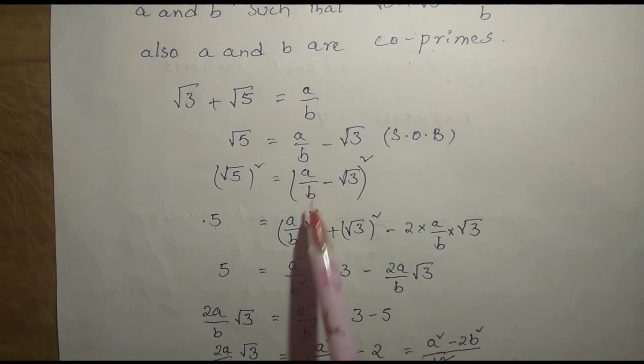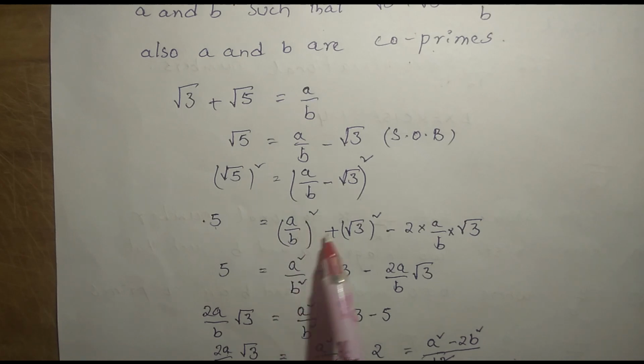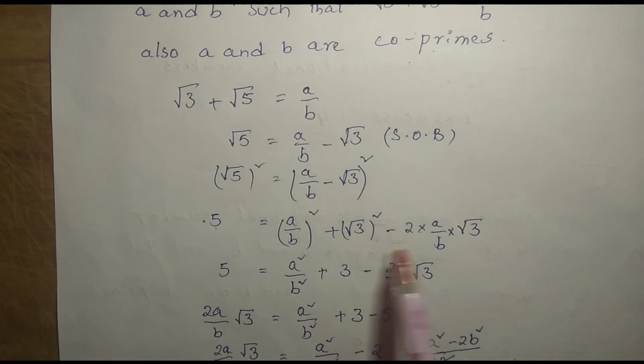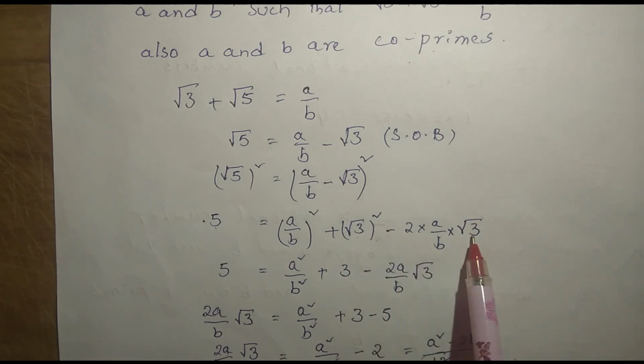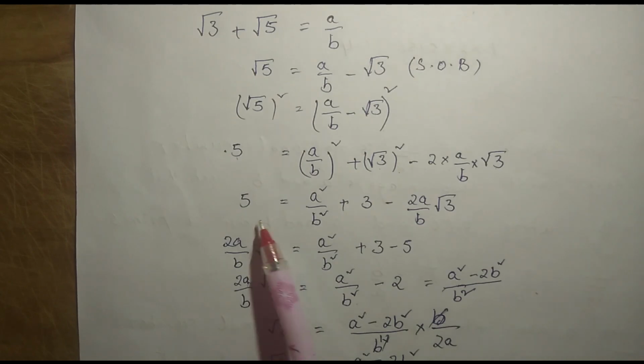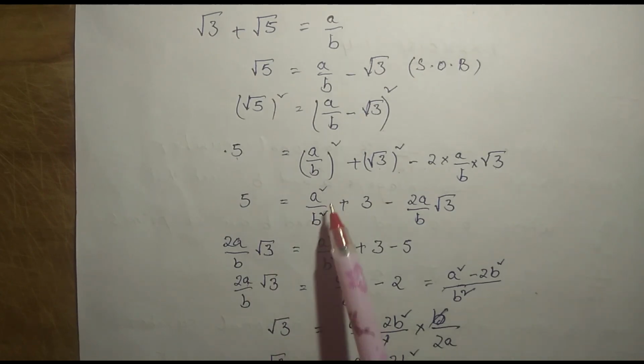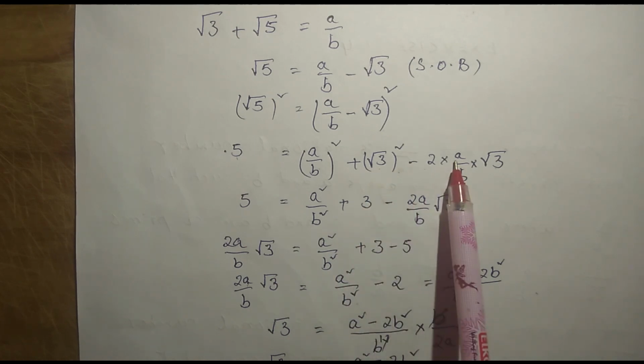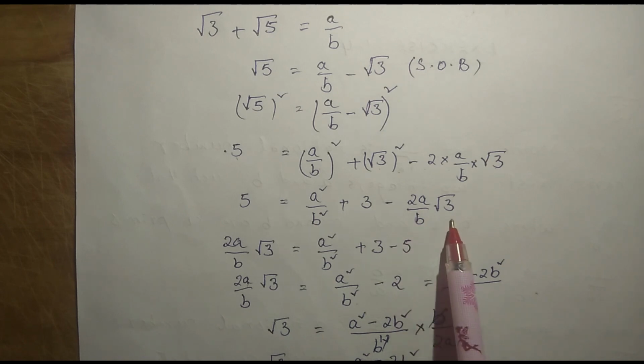Then what is a? a by b. Here, a square plus b square, where b is nothing but root 3. Then root 3 whole square minus 2ab. Then 5 equals a by b whole square, meaning a square by b square, plus root 3 whole square which is nothing but 3, minus 2 into a by b into root 3.